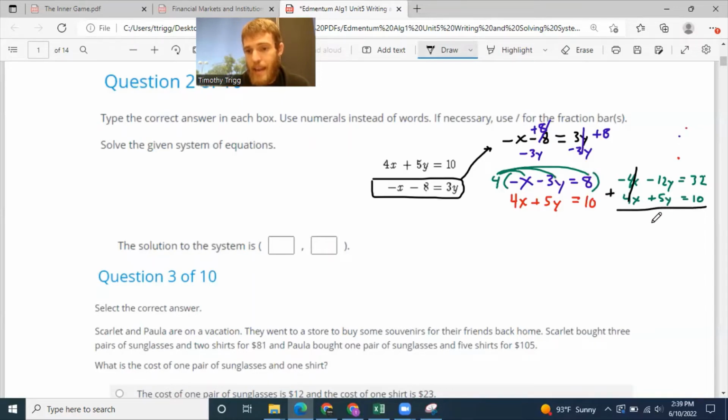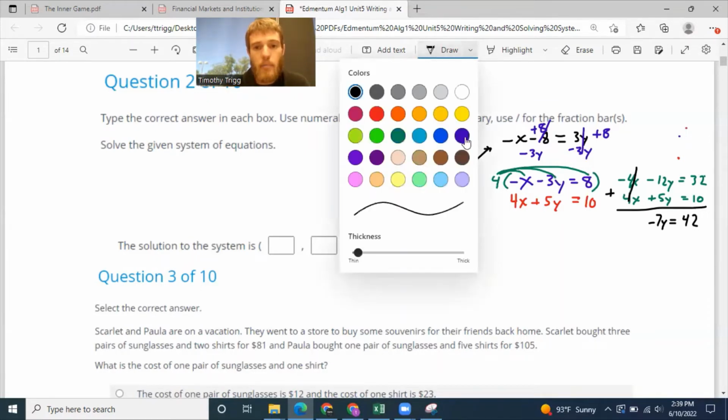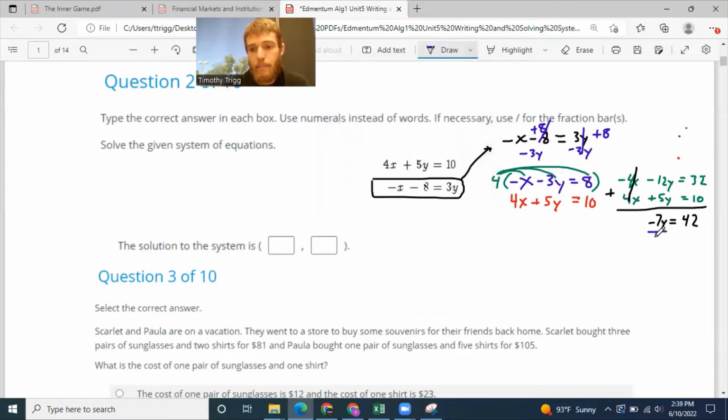Here we have negative 7y. It's negative here because we have more negatives. And then we have 42. Go ahead and divide both sides by negative 7, giving us that y equals negative 6. So now we know the y value is negative 6.